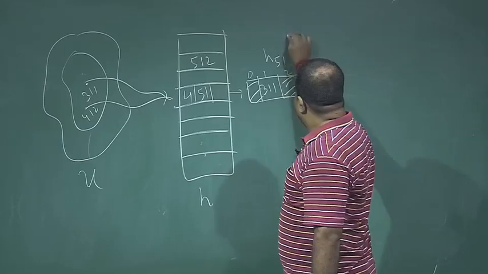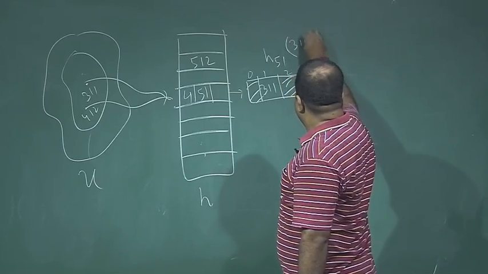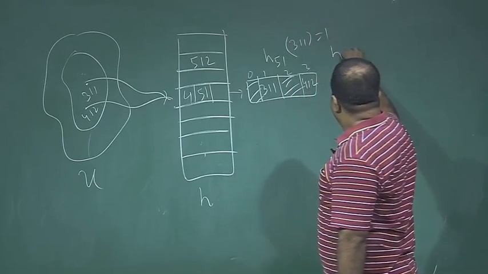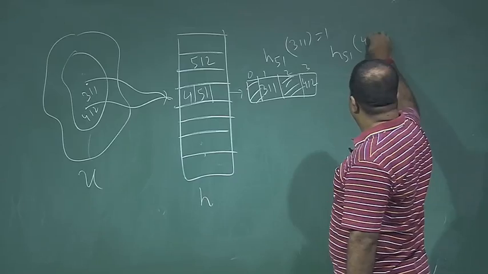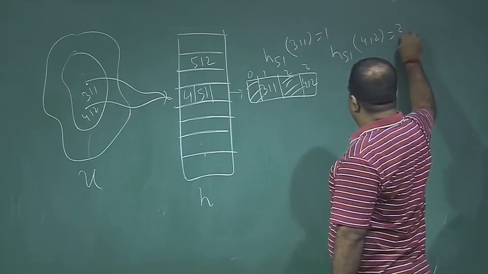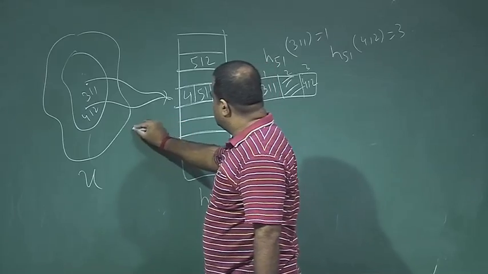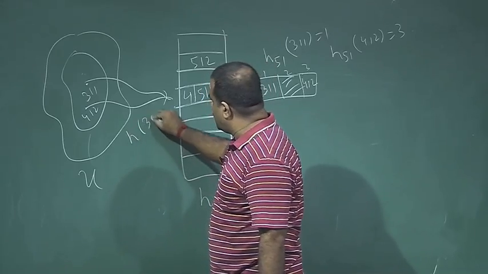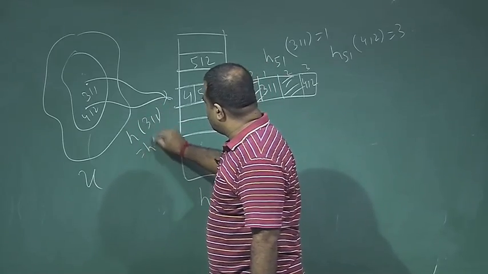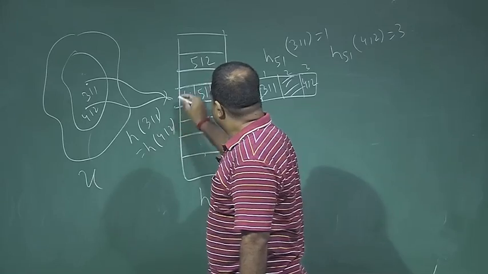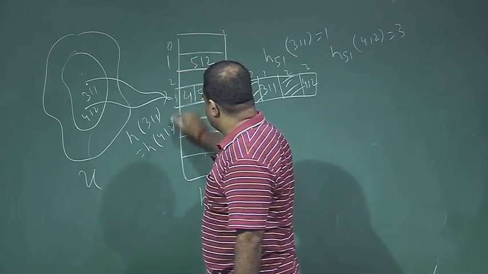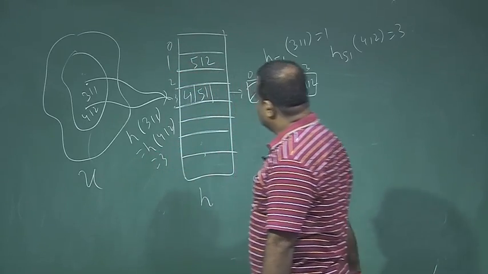So, h of 51 of 311 is equal to 1, h of 51 of 412 is equal to 3. But h of 311 is not equal to h of 412. Say this is the 0, 1, 2, 3 slot. This is basically 3. So, they are mapping.